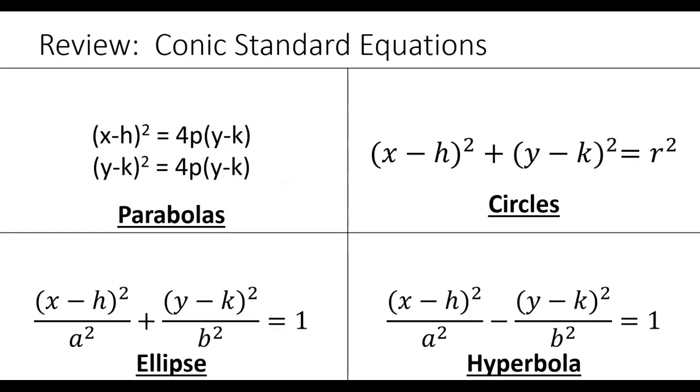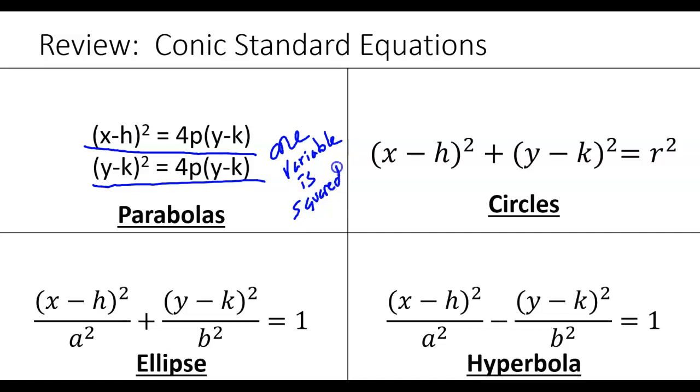So before we begin, it might be good to review this slide, which I shared with you guys back in lesson 14.3. All the different conics that we've learned and how you can tell them apart. Okay, parabolas have only one variable being squared. So in this case, only the x is being squared. In this case, only the y is being squared. And so for parabolas, only one variable is squared. That's how you can tell you're looking at a parabola. The rest of them have the x's and y's being squared.